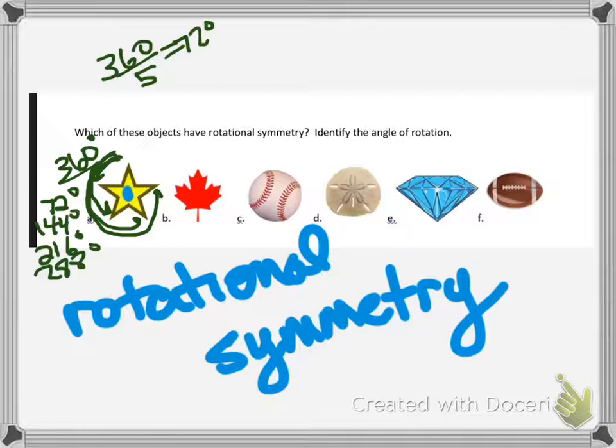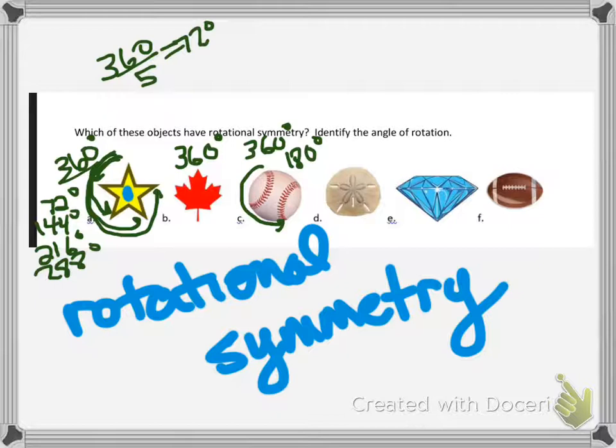The Canadian maple leaf doesn't have any rotational symmetry at all except for 360 degrees. Every object can be rotated 360 degrees and go back on itself. The baseball can of course go 360 degrees and rotate back on itself, but also this point here could rotate around to this point, so it could also go 180 degrees.